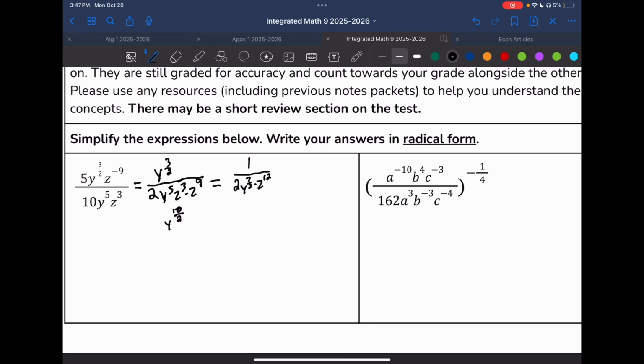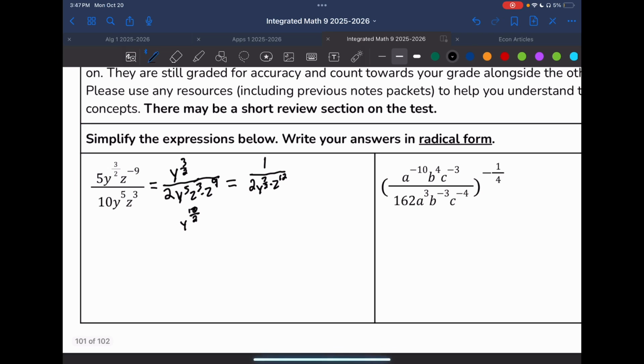And so now we want to change this to be in radical form. So we're going to go 1 over 2z to the 12th times the square root of y to the 7th. Then we can simplify that to 1 over 2z to the 12th, let me write my variables in the right order, y cubed z to the 12th square root of y. And that would be my final answer.